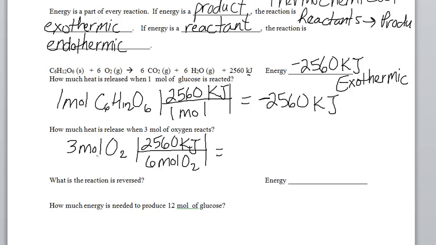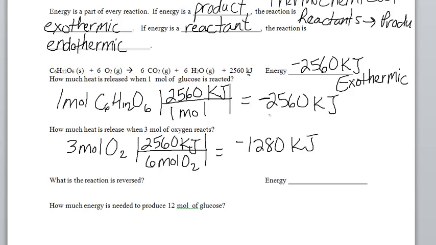So if you look at, I have half the amount. Well, it should make sense then. I'm going to get out half the energy. Don't trust me? Look, put it on the calculator. 3 times 2,560 divided by 6, and you'll get 1,280 kilojoules. Again, negative because it's exothermic.